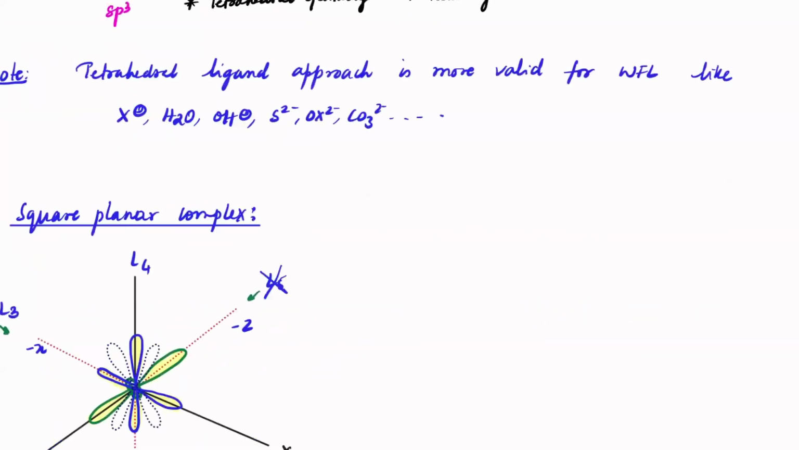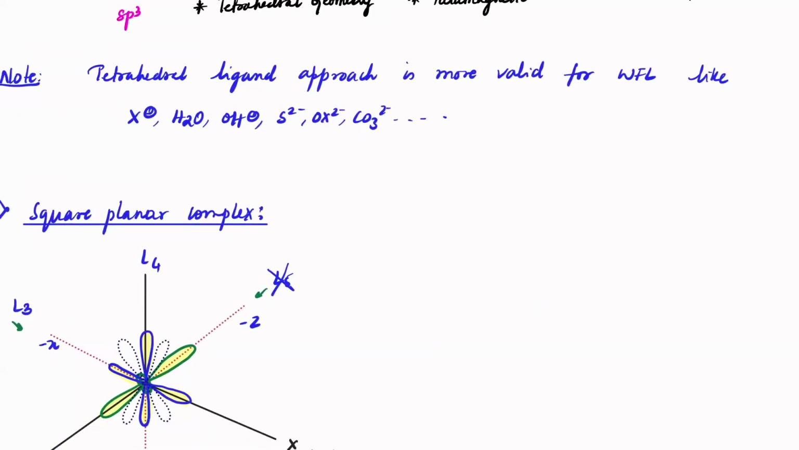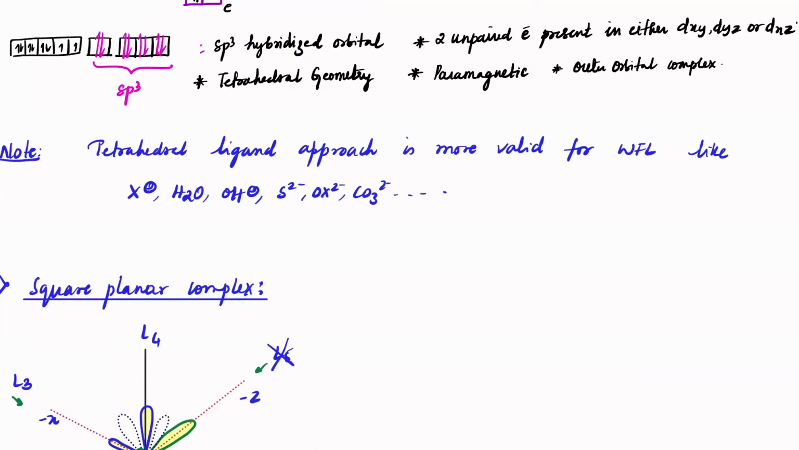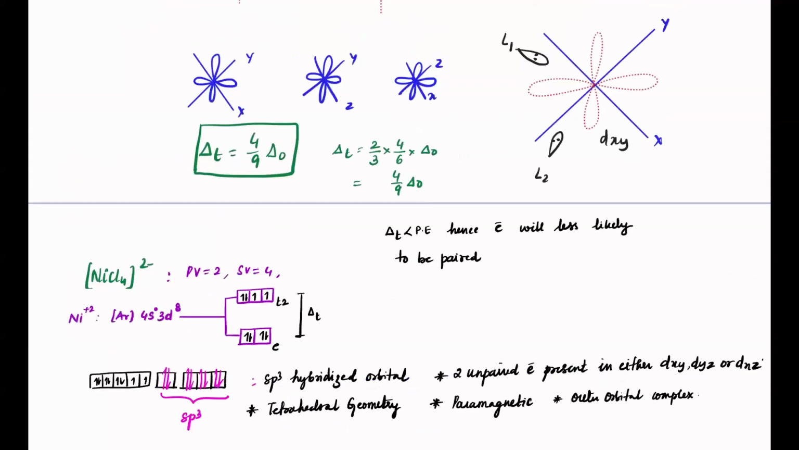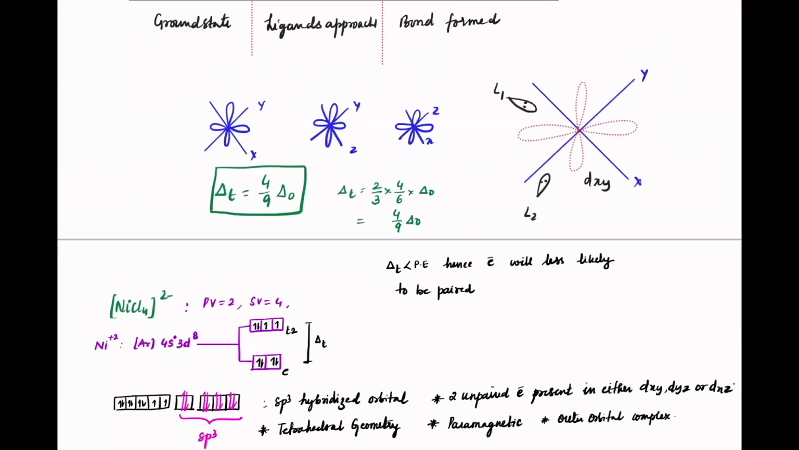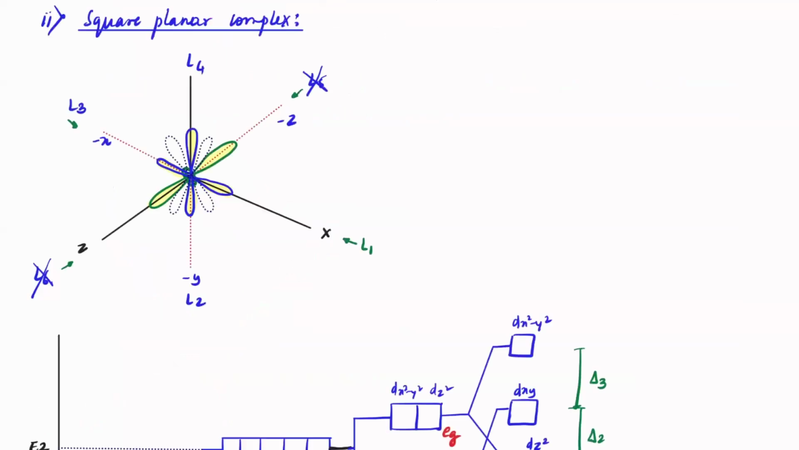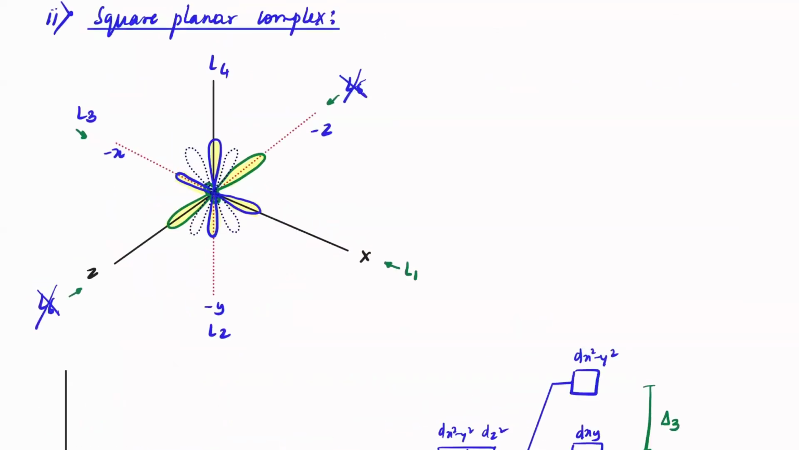From here, I can say that whenever the ligands are approaching, if they are weak field ligands, they give a smaller amount of splitting. That means we can naturally expect them to go for tetrahedral geometry like this, more than square planar. Square planar is the case when you have strong field ligands. I'm talking about only a 4-ligand system, guys. Now let's talk about the square planar system. How do we need to see the square planar cases?